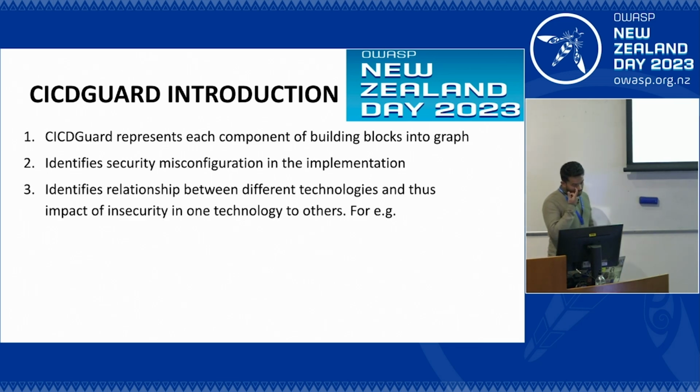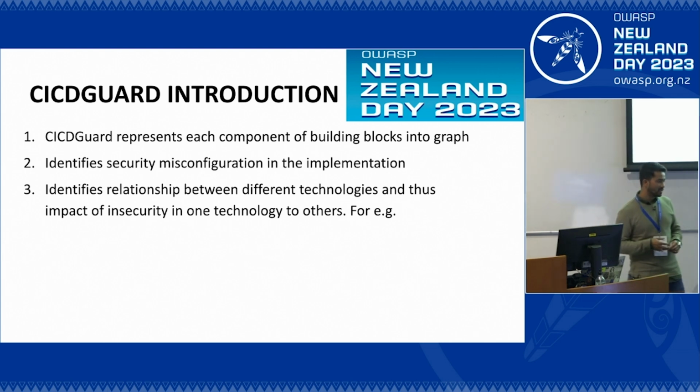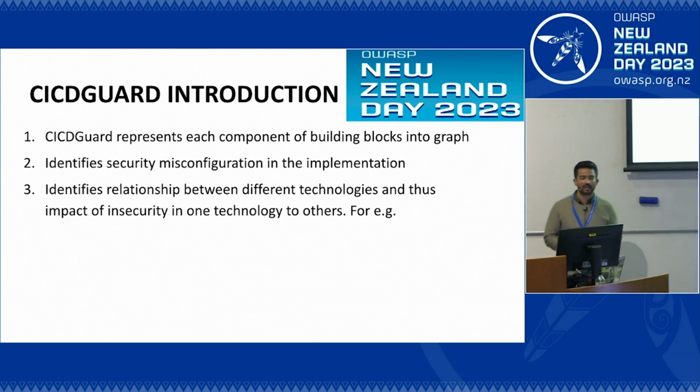And the third part, which I just touched upon, one of the key features, is that it tries to identify the relationship between the different technologies. So in that way, it can help us identify that if one technology is compromised, how it's going to impact the other one.